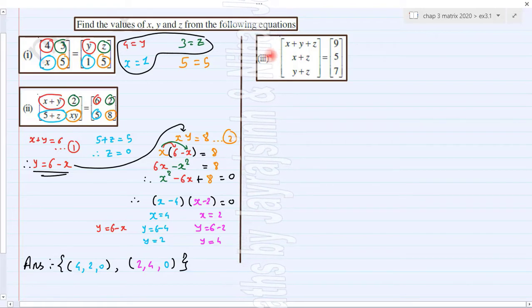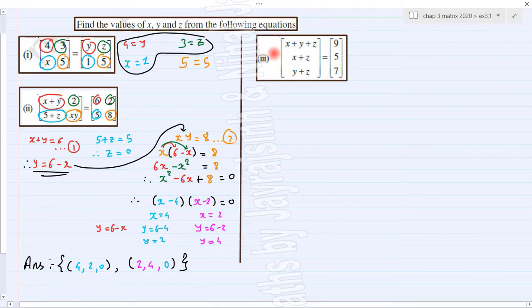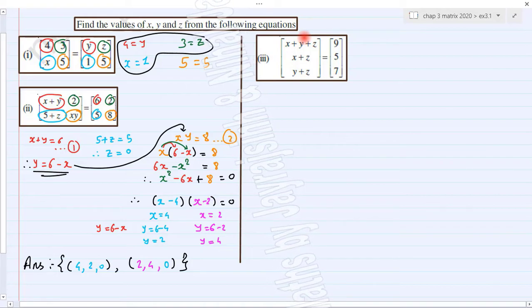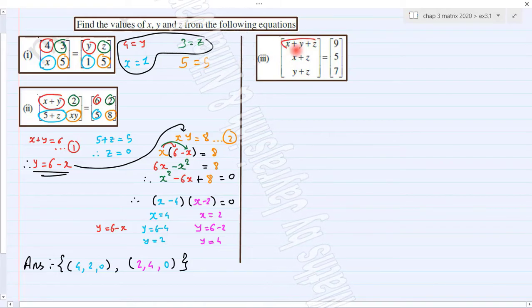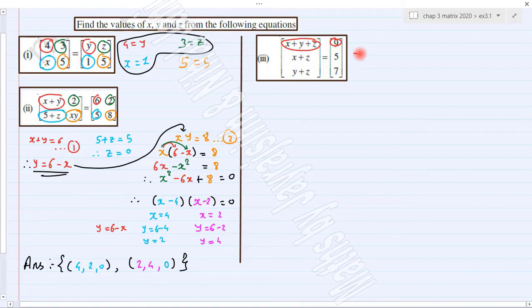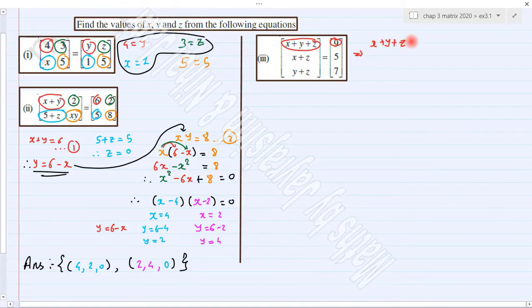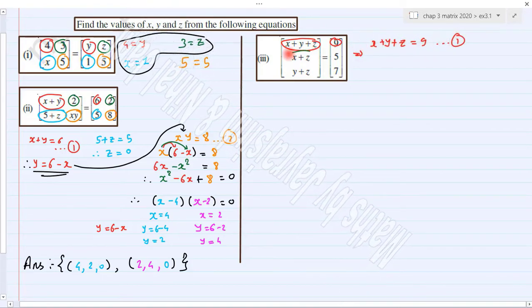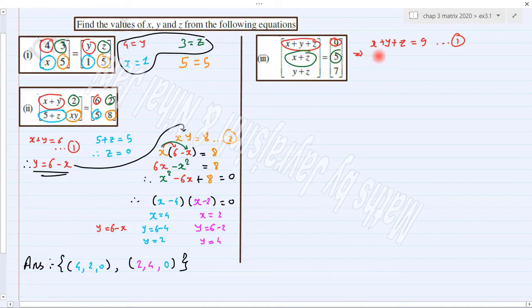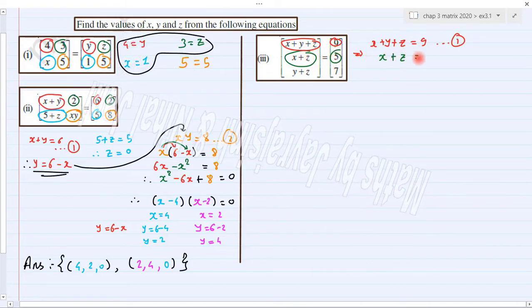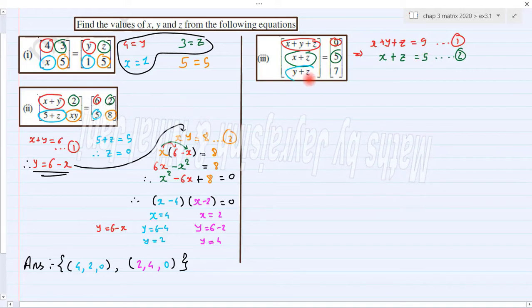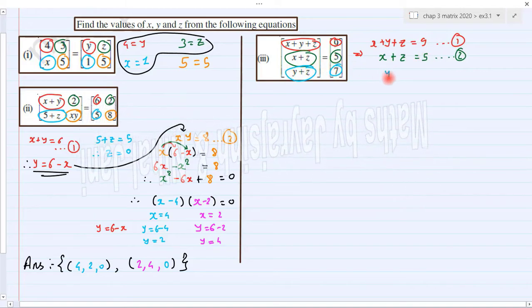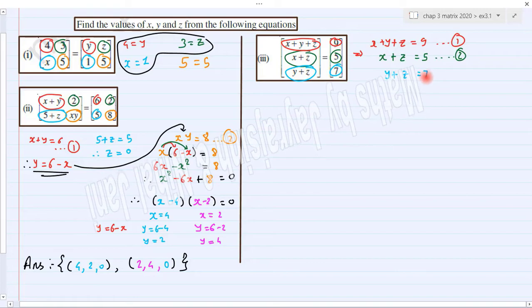Now let's solve our third matrix equation to find the value of x, y, z. Let's equate them. Your x plus y plus z must be equal to 9, so it will form your first equation. Then let's equate the second element, which will give us x plus z is equal to 5. And your last element will give us y plus z equal to 7.